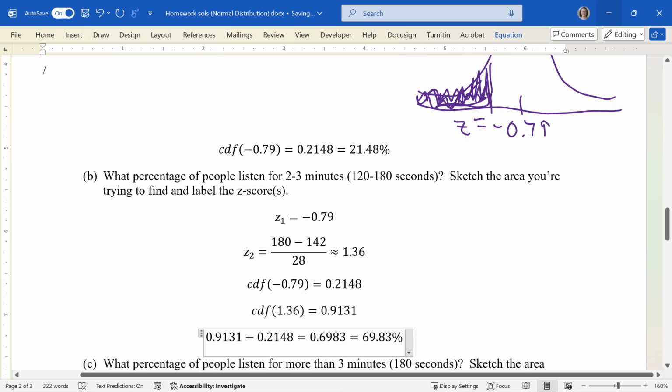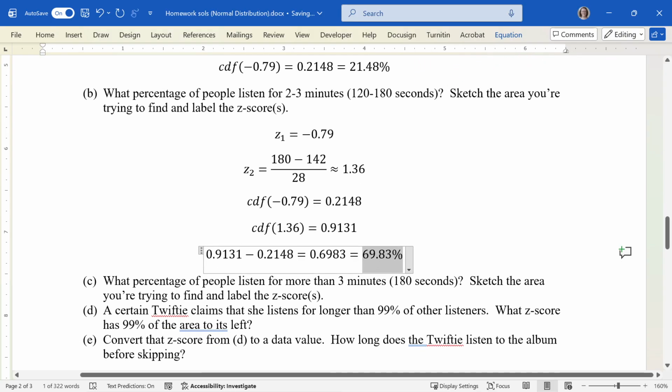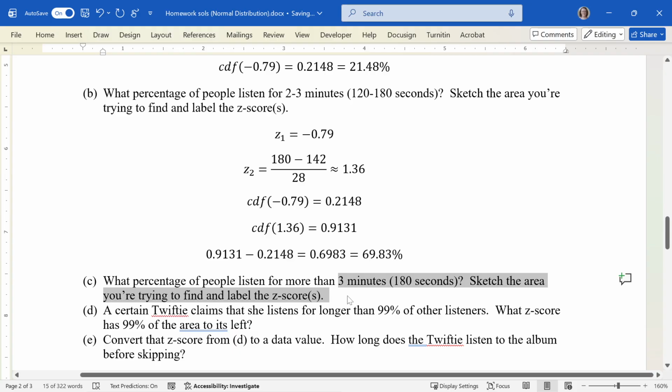Okay. So we got that 21% of people listen for less than 2 minutes, about 70% for 2 to 3 minutes. So I think you can already tell it's going to be close to 10% that listen for longer than that, because that's everybody else.